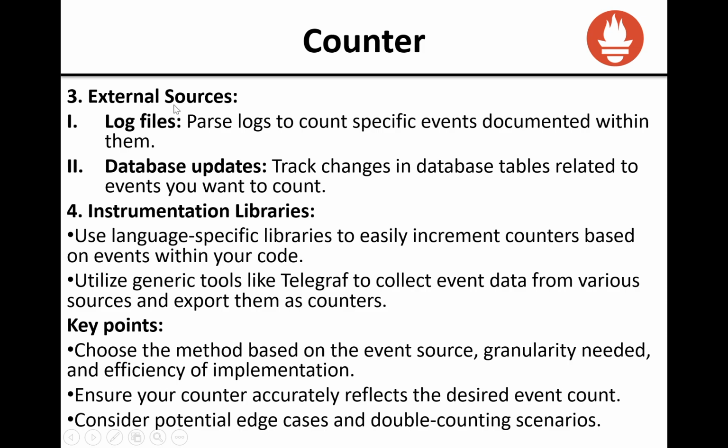The third one is external sources. Here there are two types, log files and database updates. Log files parse logs to count specific events documented within them. Database updates track changes in database tables related to events you want to count. Now the fourth one is instrumentation libraries. It uses language specific libraries to easily increment counters based on events within your code. It also utilizes generic tools like Telegraf to collect event data from various sources and export them as counters.